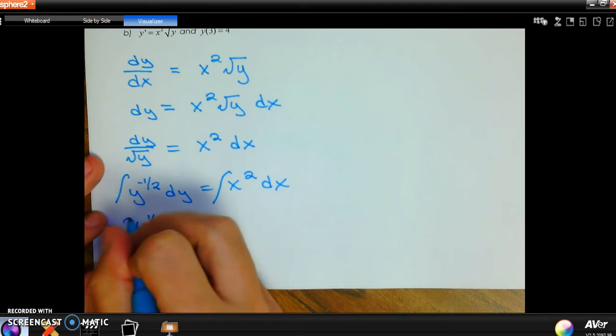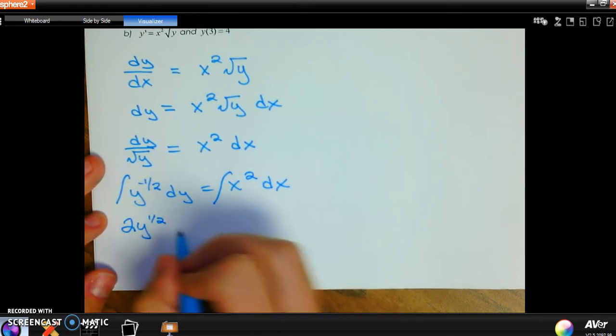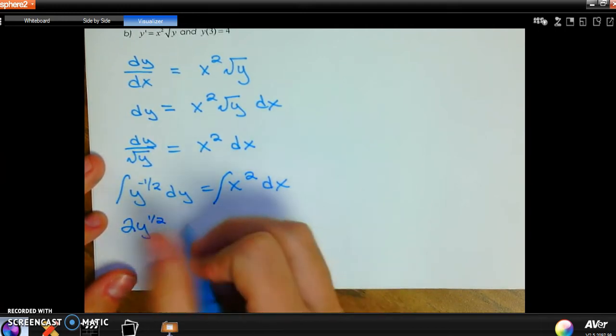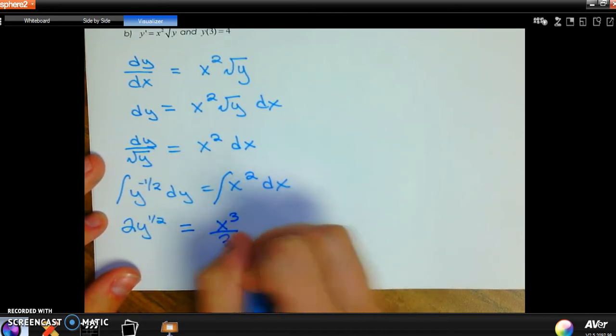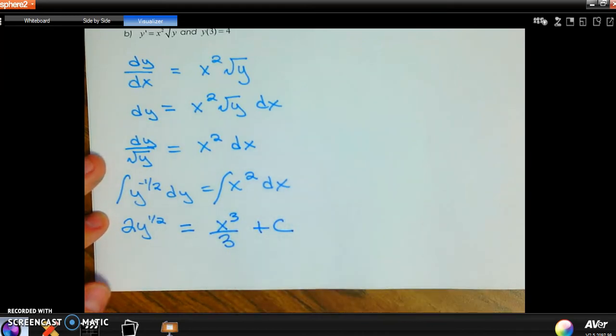So dividing by 1/2 is the same as multiplying by 2. And again, I know that there's a plus c there, but I'm kind of leaving it off. I'm going to put it on the right-hand side. Add 1 to the exponent on this side, divide by that number, and don't forget your plus c.